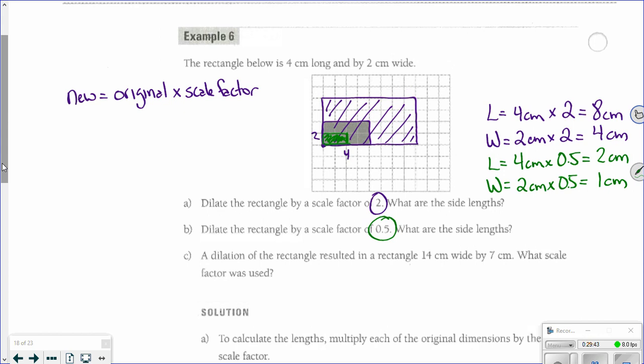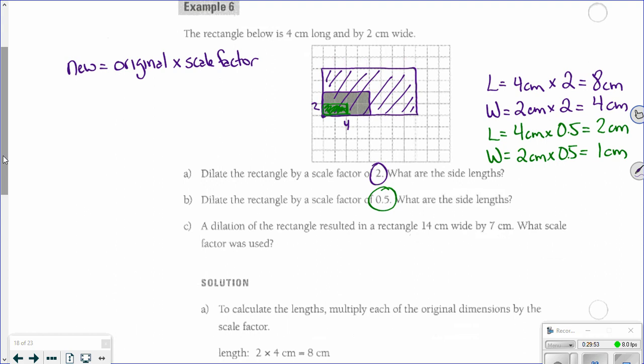The last thing it wants you to do is calculate a scale factor. It says the dilation of the rectangle resulted in a rectangle that was 14 centimeters wide by 7 centimeters. What scale factor was used? This is a formula you need to know: the new equals the original times the scale factor. We can rearrange that formula to solve for the scale factor as well.